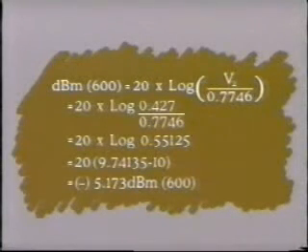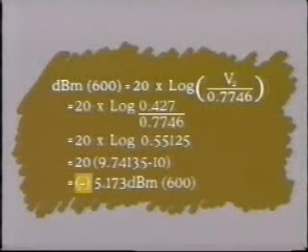But what about other values of voltage? Well, this is related to the 0 dB equivalent voltage by the following expression. dBm (600) equals 20 times log of V2 divided by 0.7746. Where V2 is, say, 0.427 volts, this particular calculation comes to a value of minus 5.17 dBm (600). This minus value does not mean that the voltage is negative, only that it is lower than the reference voltage.